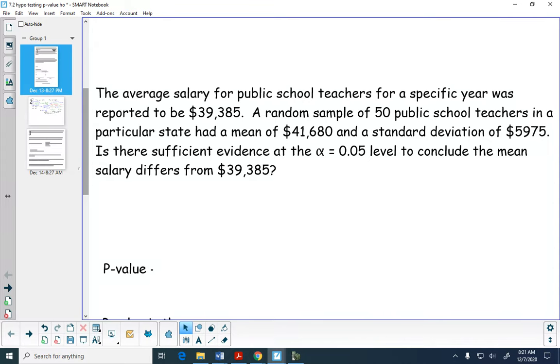Okay, once again, we have the word differs in there, which helps our null and alternate hypothesis. Go ahead and write your null and alternate hypothesis.